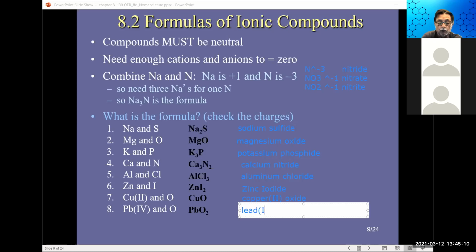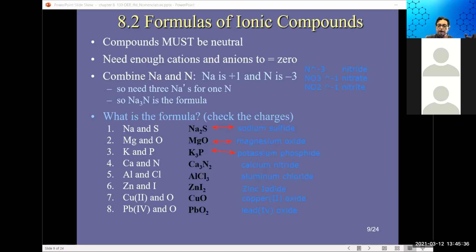Roman numeral 4 oxide. Okay, and so the point of that, the naming here, is to tell you to be prepared to go both directions. Given the formula, give the name, or vice versa, etc., etc.